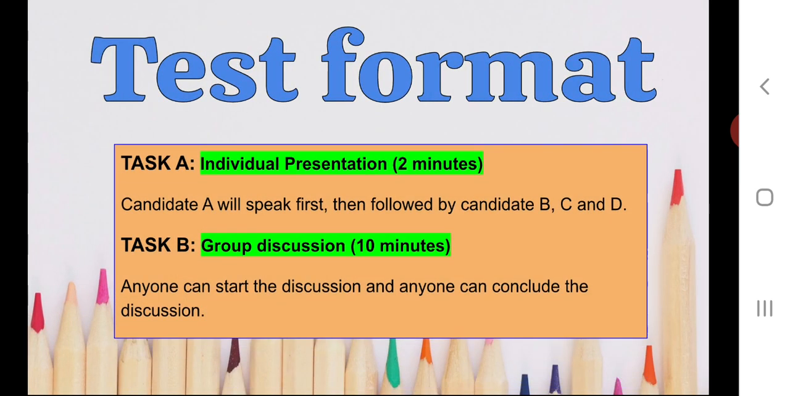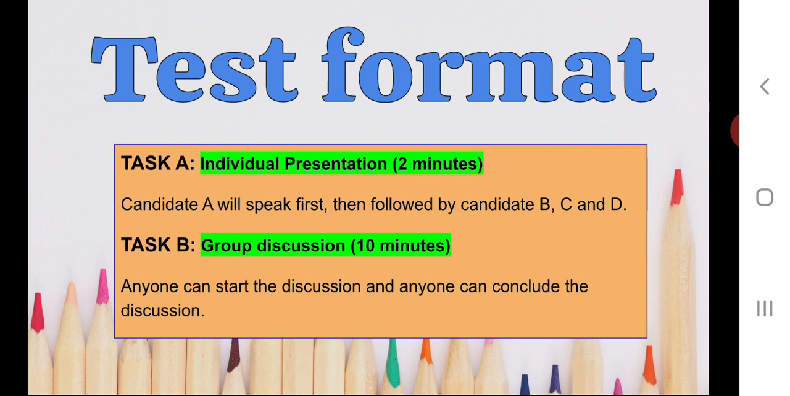It's on the test format. There are actually two tasks. They're called Task A and Task B. Task A is actually the individual presentation where you have to speak for 2 minutes. The 4 candidates that go into the test room will be labeled as candidate A, B, C, and D. And for Task A, candidate A will speak first for 2 minutes.